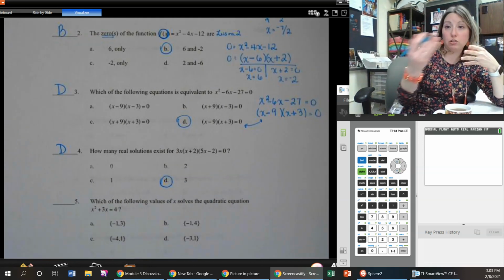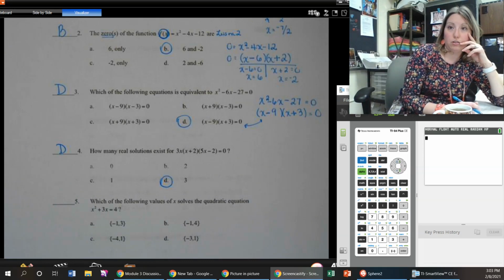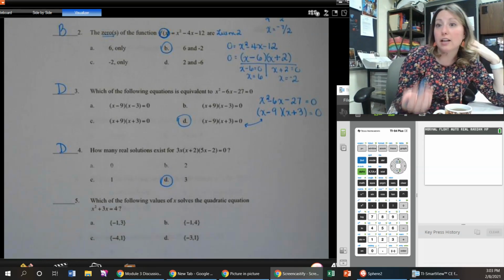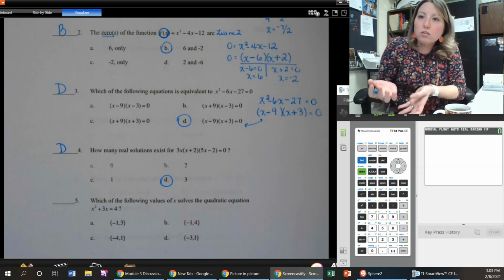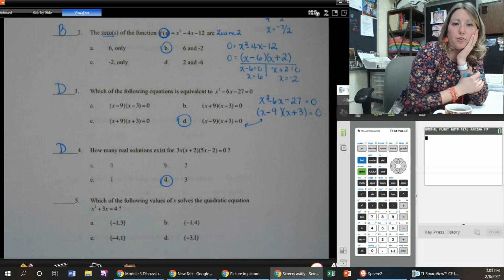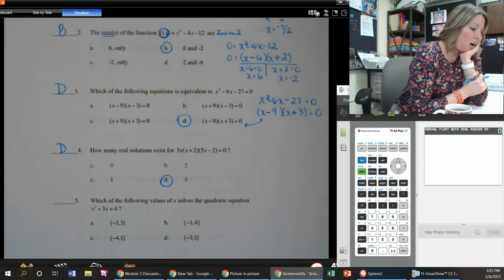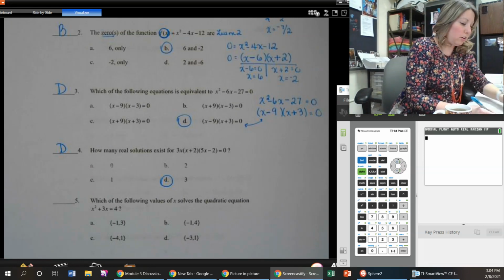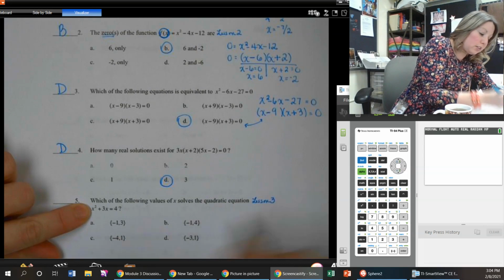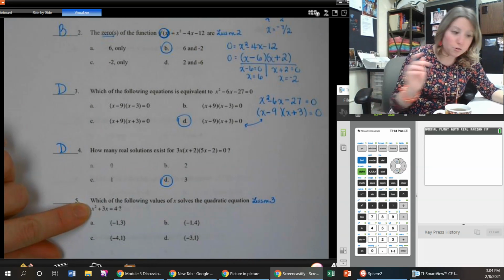If there's only a GCF in a binomial, then there would only be 2 solutions as your answer. If 2 of your binomials are exactly the same, you'd only have 1 solution as your answer. Okay, so just giving you kind of the other scenarios. And of course, which of the following values of x solves the quadratic equation? Now this is lesson 3, you have to get standard form, you have to factor, you have to t-chart, you have to have your answers.